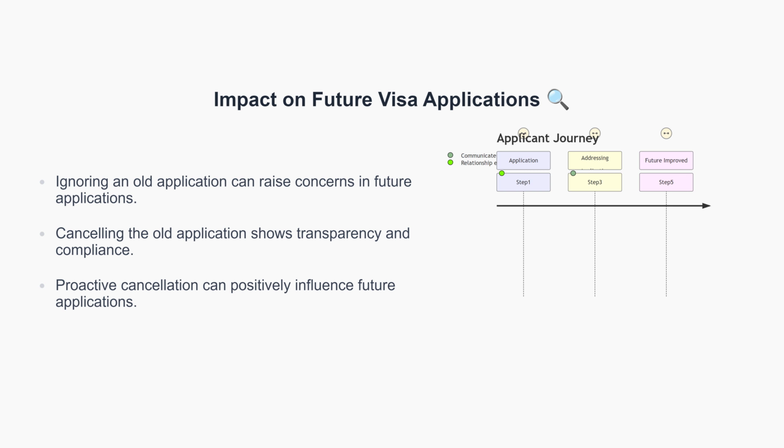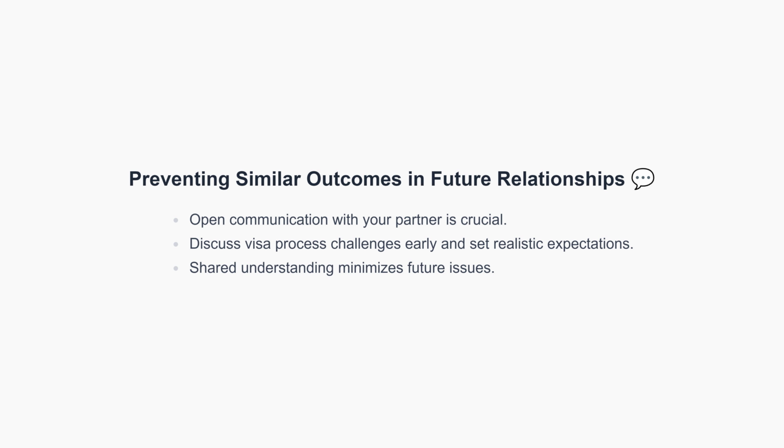By canceling the old application, you demonstrate transparency and a commitment to complying with immigration procedures, which can positively impact the evaluation of future visa applications. It's always best to be upfront with your situation. To avoid similar outcomes in the future, open communication and setting realistic expectations are essential when engaged with someone on a visa. Discuss potential challenges of the visa process and establish a shared understanding of these aspects to help both parties navigate any issues that arise during the process.